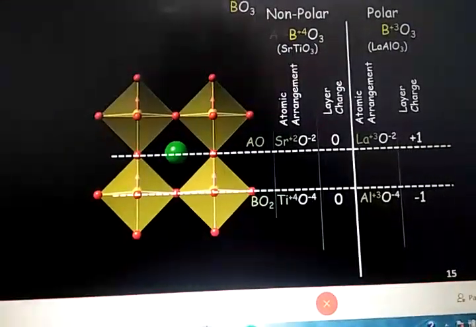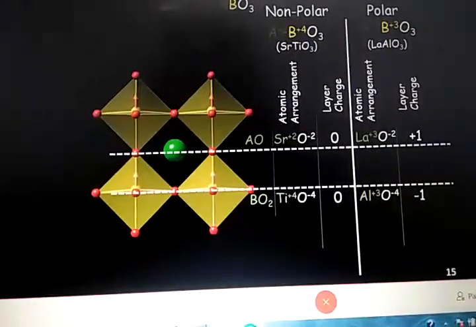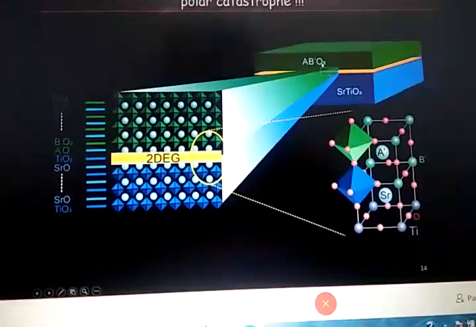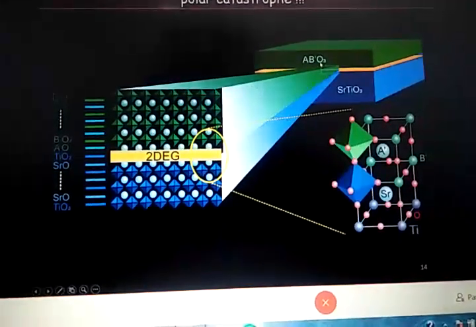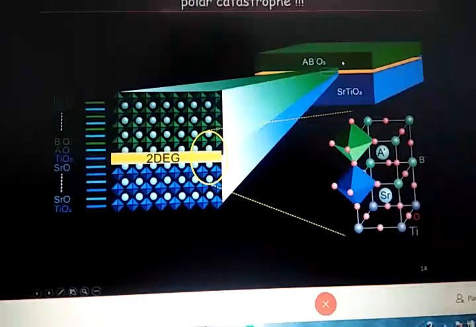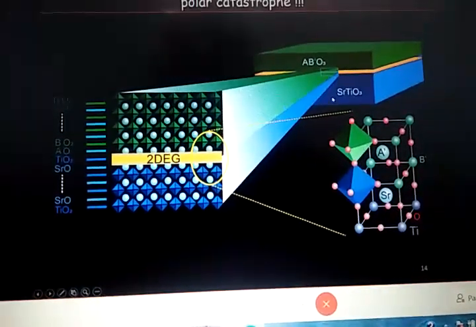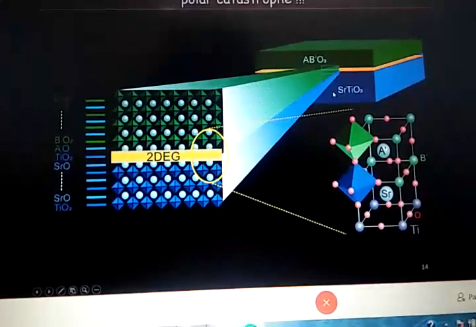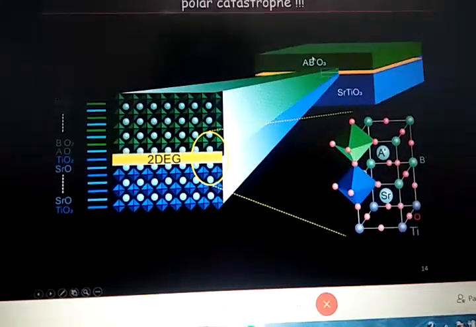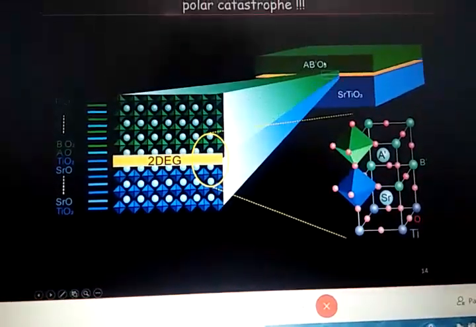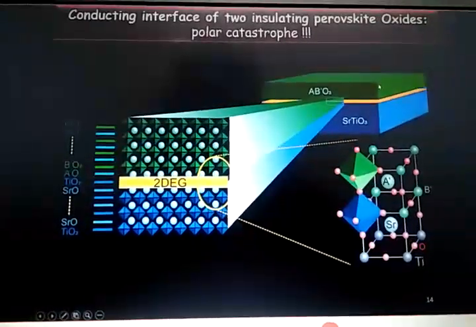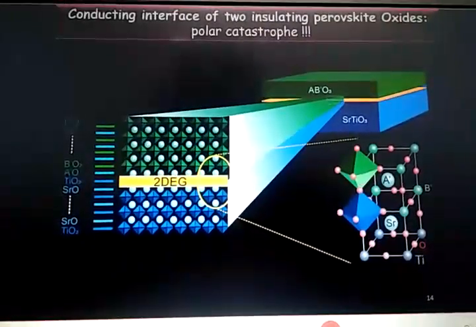Let us assume that you take two completely insulating materials, say for example AlO3 and strontium titanate. Strontium titanate is a band insulating material with a band gap of around 3.1 or 3.2 electron volt. So this has no charge carrier, and if I tell you that I put another material, AlO3, on the top of this, which is also an insulator, what will be the common expectation? That the whole system should be insulating, but no.